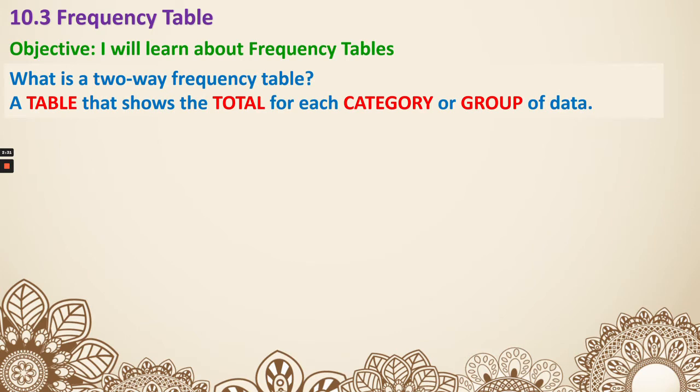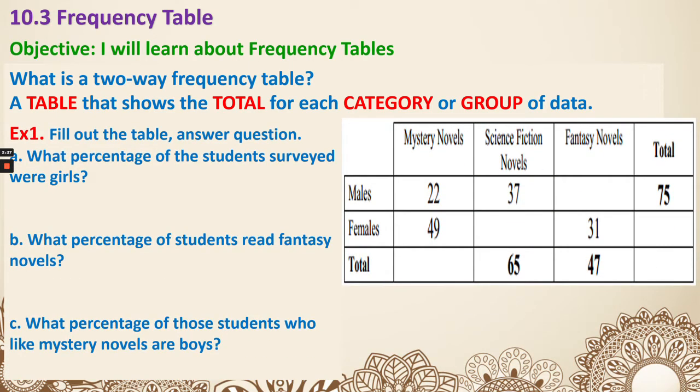A two-way frequency table is a table that shows the total for each category or group of data. So let's have a look. Let's fill out the frequency table. Total. So we're going to add them up. That's 71. 37 plus something that gives us 65. It's going to be 28 right there. Some number plus 31 is going to give us 47. That is going to be 16.